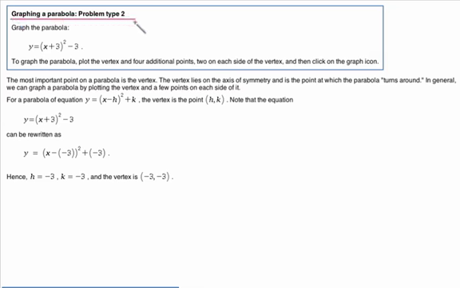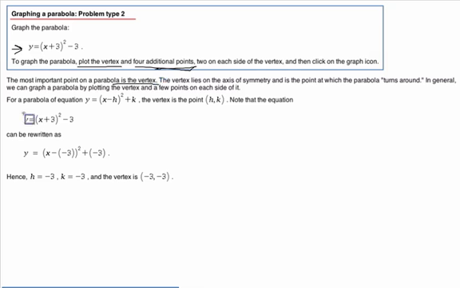Okay, here we go with graphing a parabola, problem type 2. So here's our equation: y equals (x plus 3) squared minus 3. And of course, we need to plot the vertex plus 4 additional points. And as always, the most important point is always the vertex.